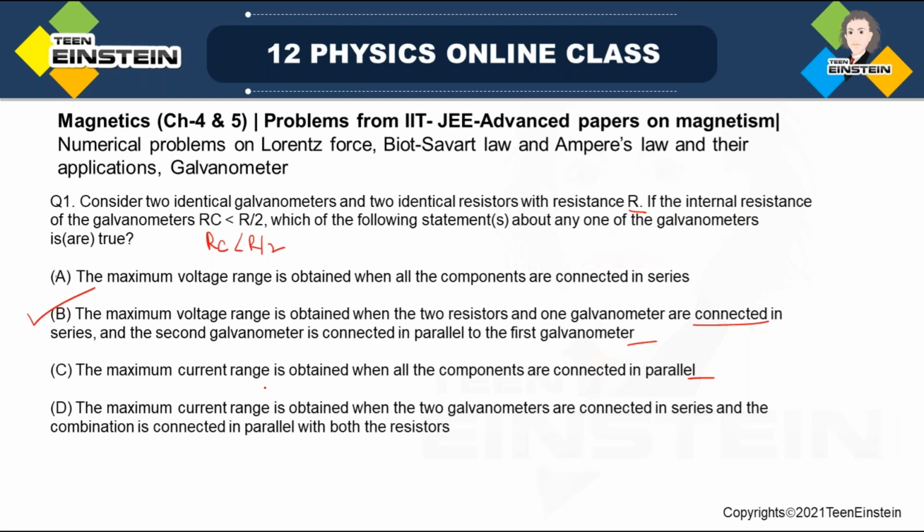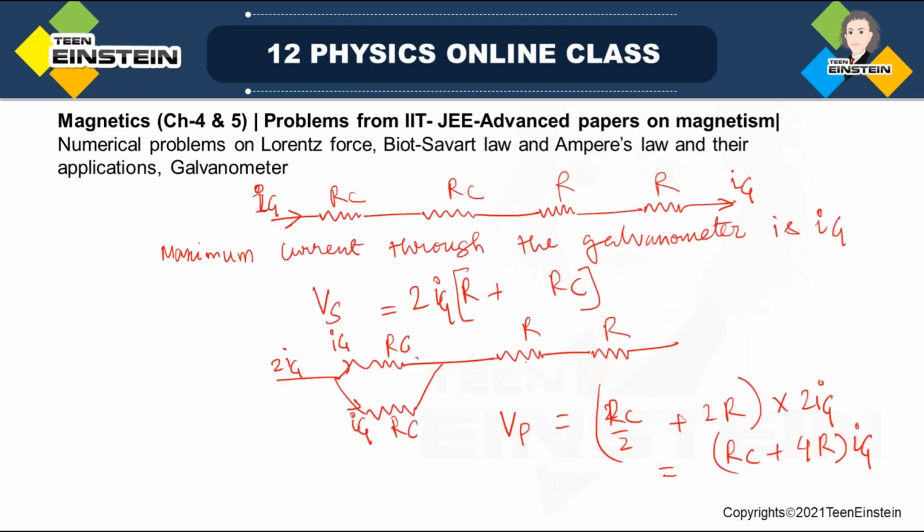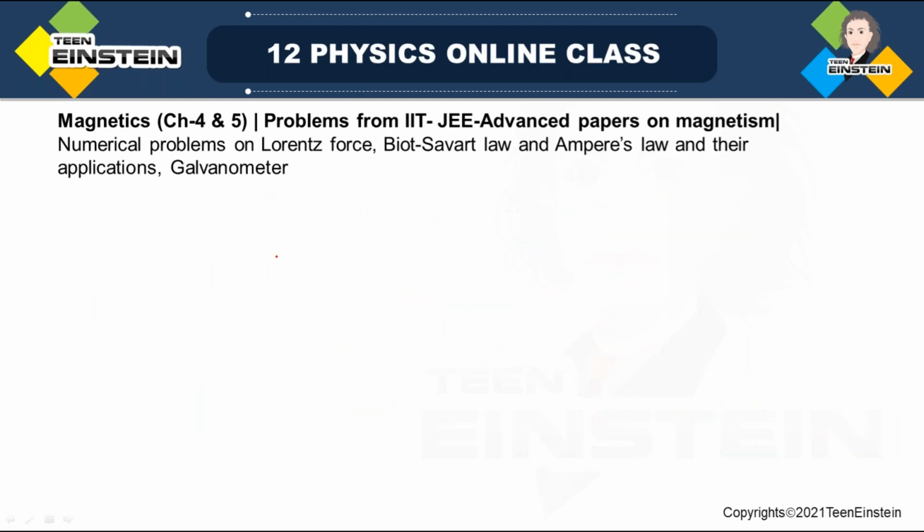So this option says maximum current range is obtained when all the components are connected in parallel. Let us see. And the second one is maximum current range is obtained when two galvanometers are connected in series and the combination is connected in parallel with both. Okay, we'll see these two also. So let me just clean this.